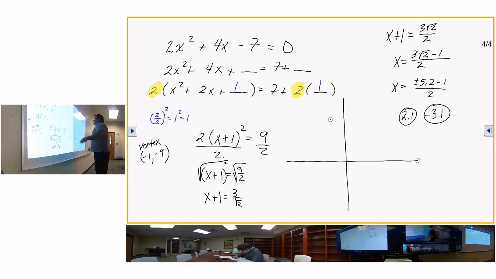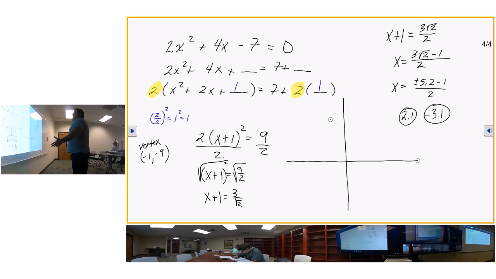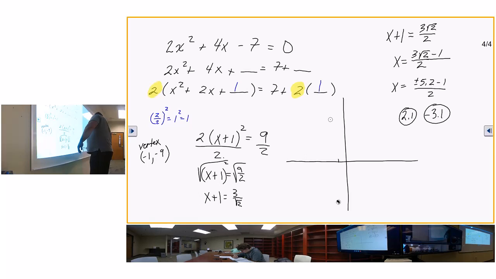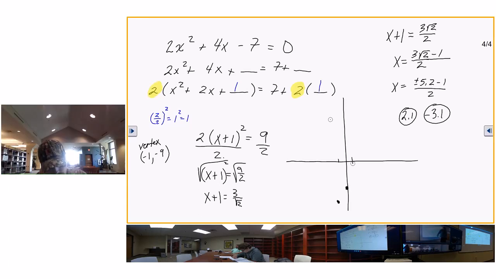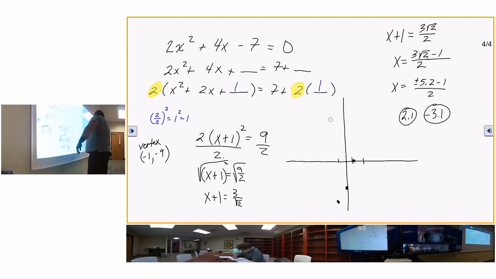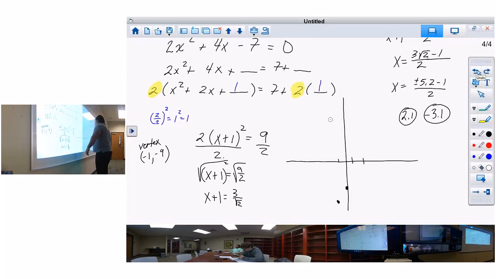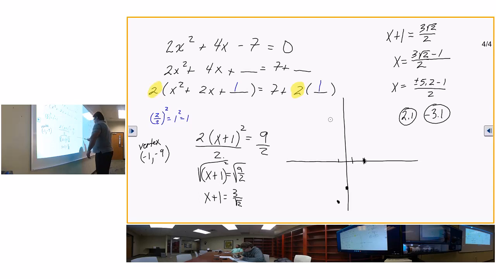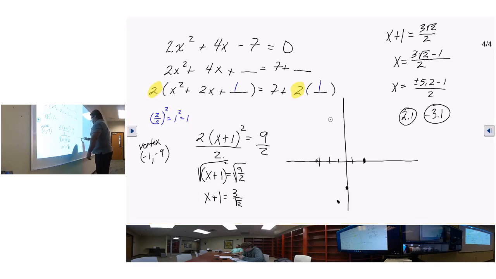What tells you? The sketch tells you if you got everything lined up right. So we got a -1, -9. We've got a 7. We've got a 2.1. Oops, that's 1.1, sorry. 2.1 and a -3.1.